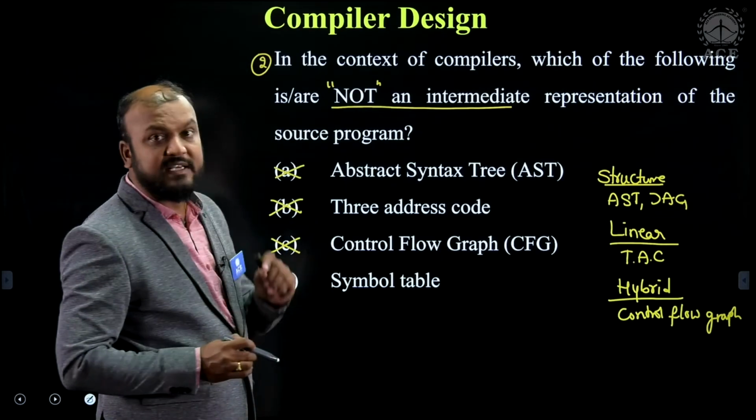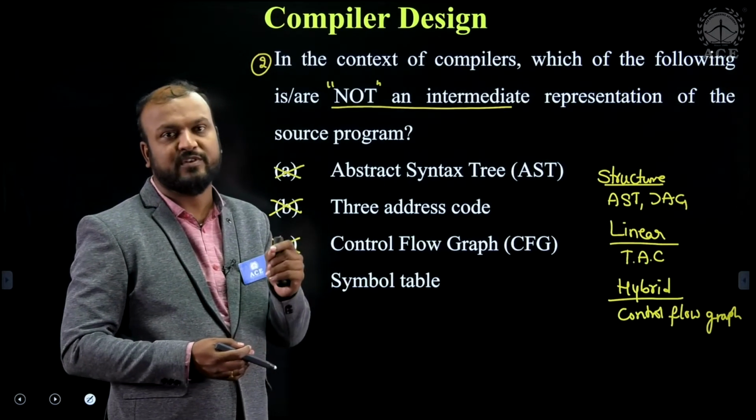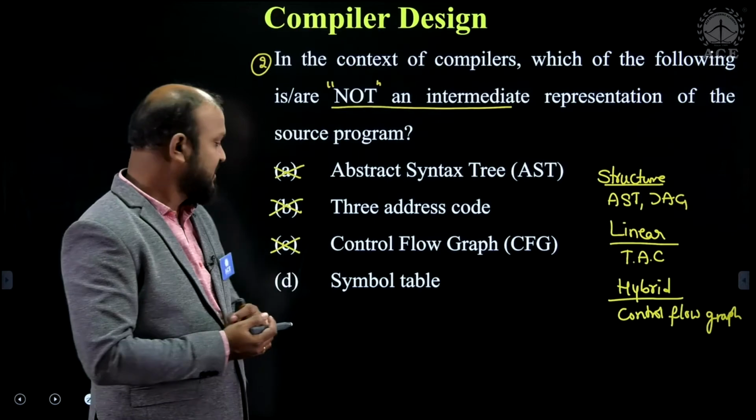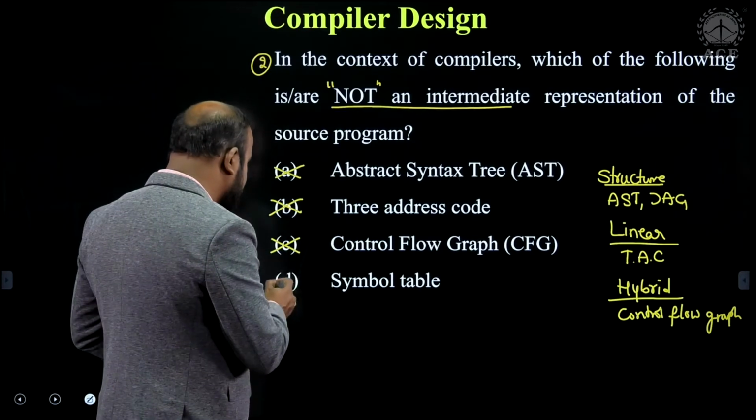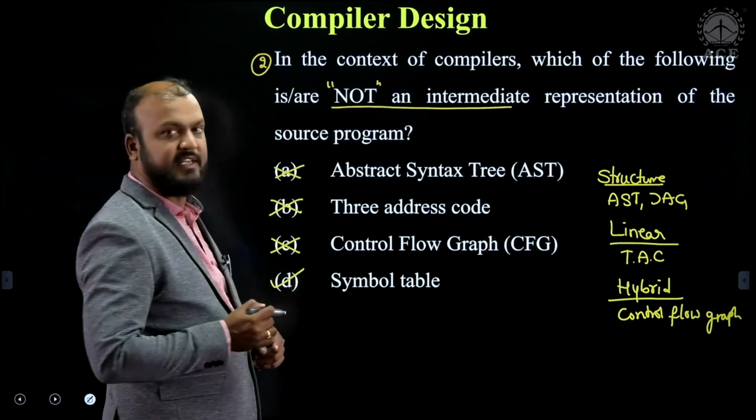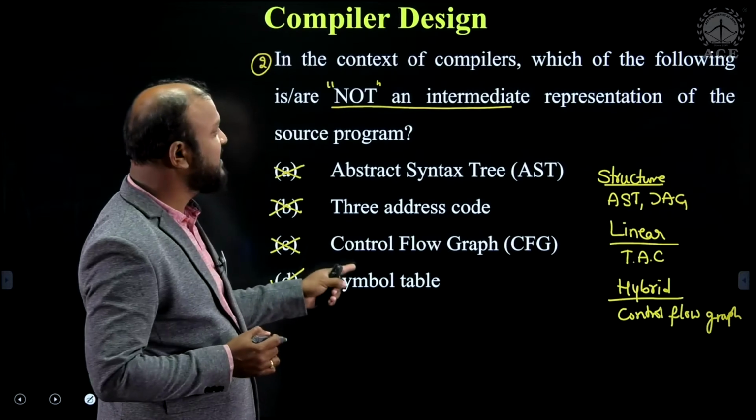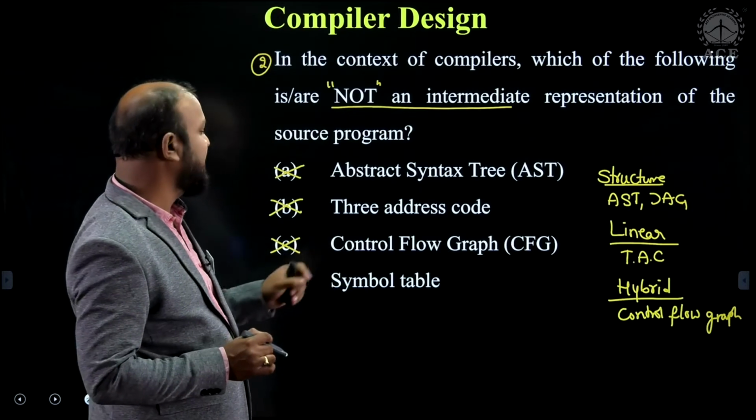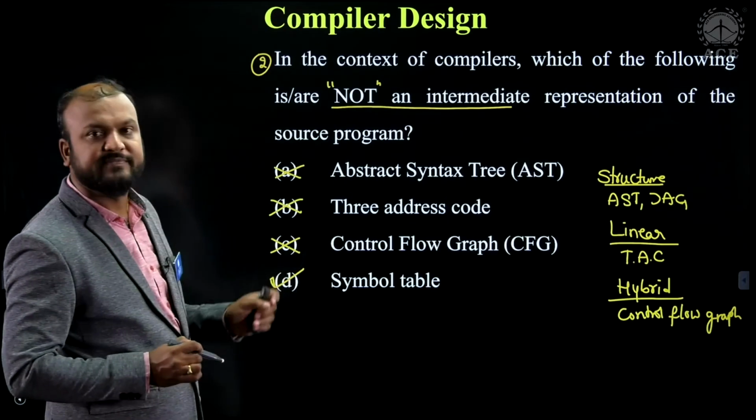And symbol table is called a data structure which is used to store information about the identifiers. So symbol table is not an intermediate representation. So answer for this question is option D. Because the question is not an intermediate representation, symbol table is a data structure, not an intermediate representation. So answer for this question is option D.